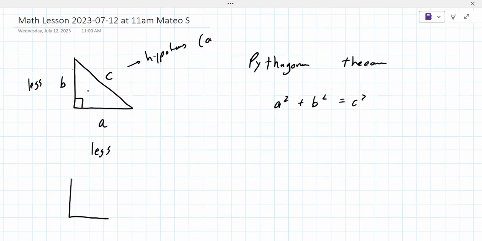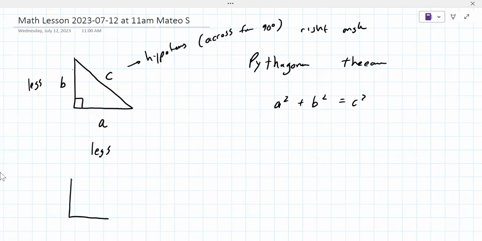always across from the 90 degrees. The right angle, basically. Does that make sense? Yeah.